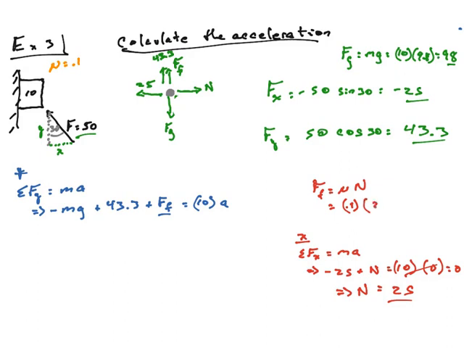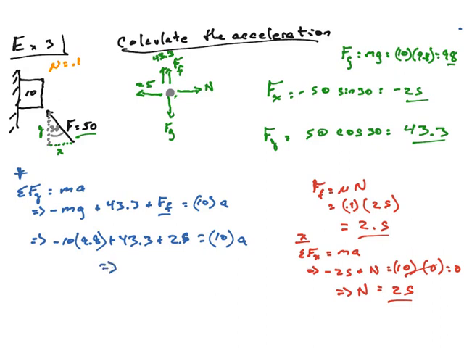So I take that, plug it in up here for my frictional force equation. 0.1 times 25 is 2.5. I now know friction. Now, go back to my equation. Minus 10 times 9.8 plus 43.3 plus 25, I'm sorry, 2.5, the friction, not the normal force, is equal to 10 times a. So again, I get out my calculator, and I say 43.3 plus 2.5 minus 98 divided by 10 tells me acceleration is negative 5.22.